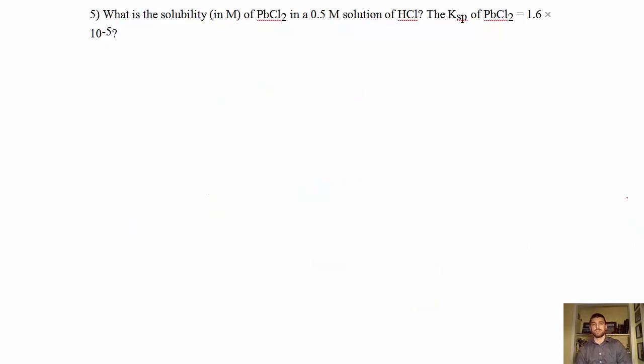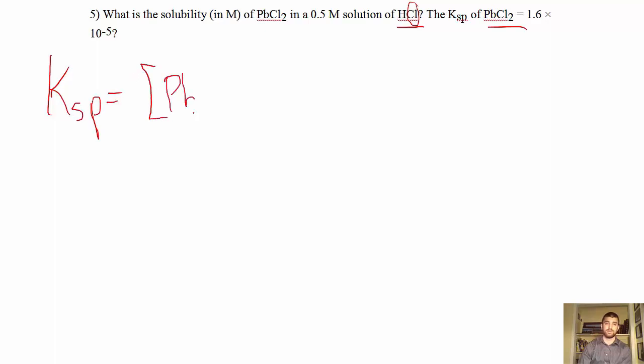All right, number 5. What is the solubility in molarity of PbCl2 in a 0.5 molar solution of HCl? Ksp is as follows. All right, well, they give us the HCl, and the reason that's important is because of that Cl⁻, we got a common ion. And they tell us the Ksp of PbCl2. So let's figure out the expression. We're going to get 1 Pb²⁺ ion, so it's to the 1 power. And we're going to get chloride ion, and we're going to get 2 of them, so it's squared.